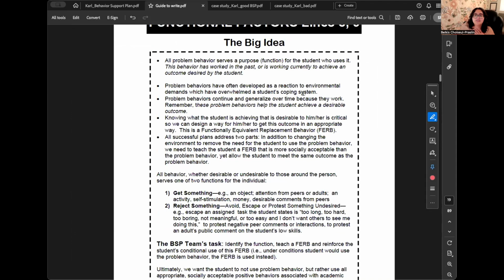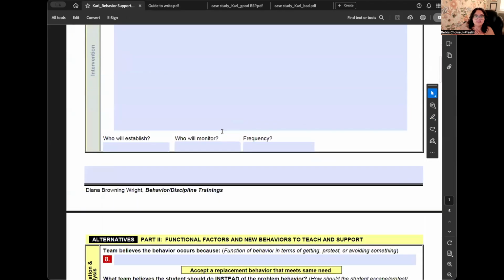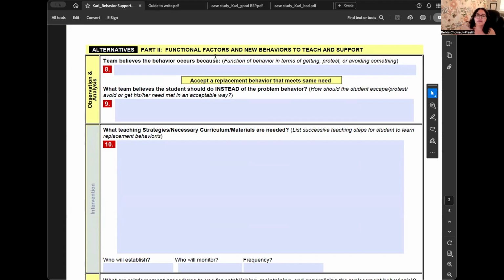All right, we're going on to lines number 8 and 9. Line 8: the team believes the behavior occurred because this is the function of the behavior.